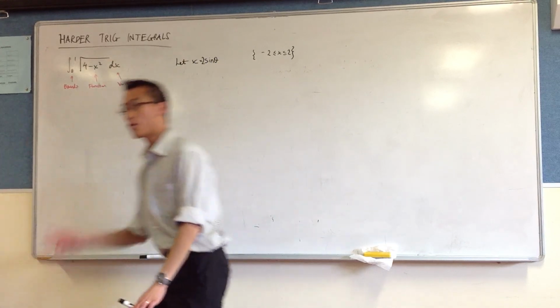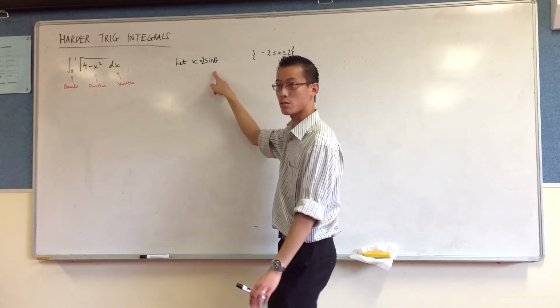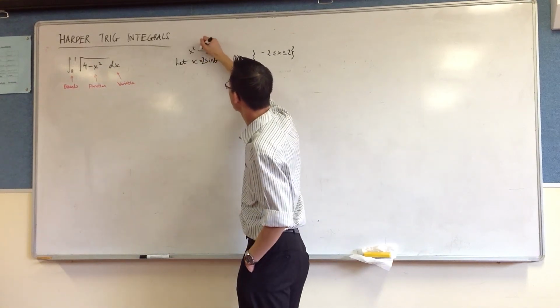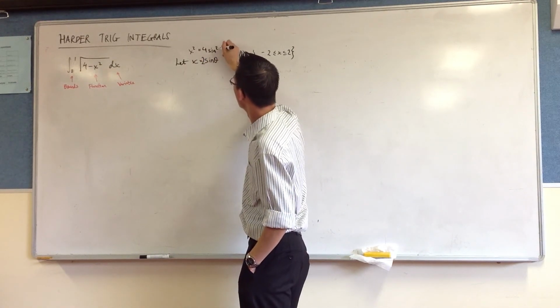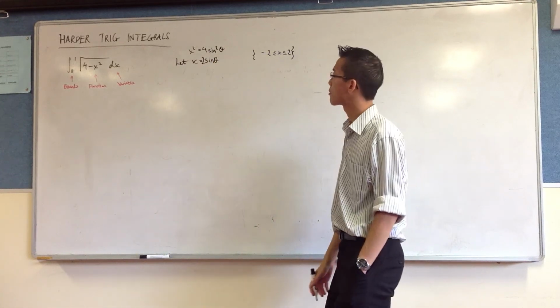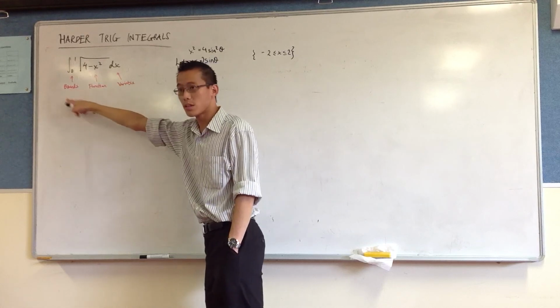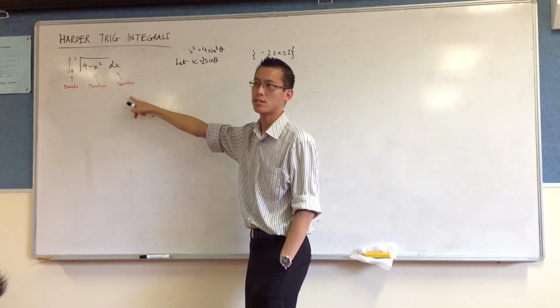So we've already got x equals 2 sine theta. I suppose since we've got x squared, right? If I square both sides, I get 4 sine squared, okay? So that's good. That'll take care of the middle part. But I haven't looked at the bounds or the variable. Okay, let's look at the variable first.